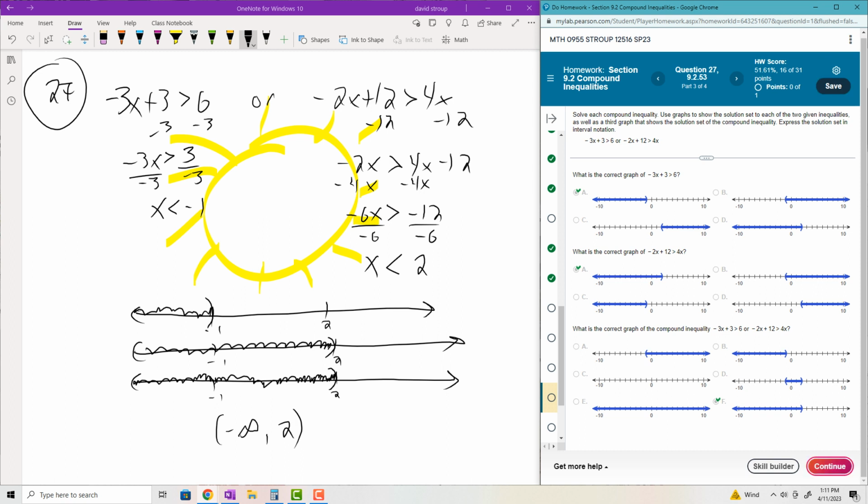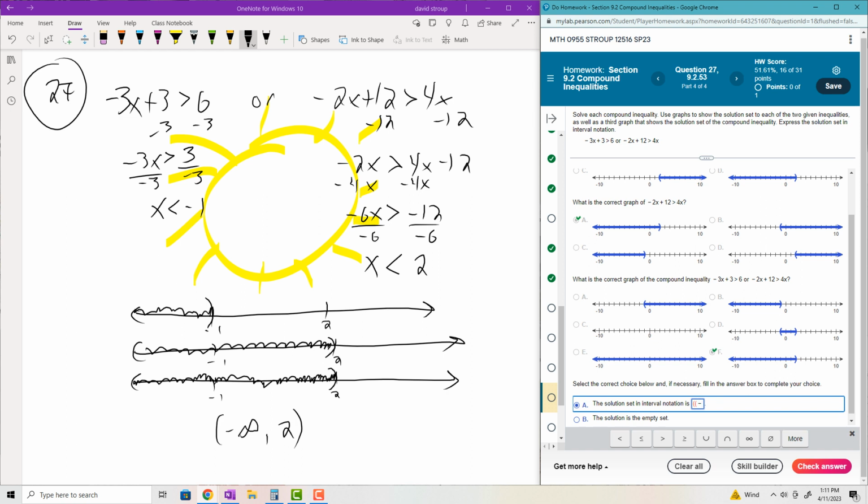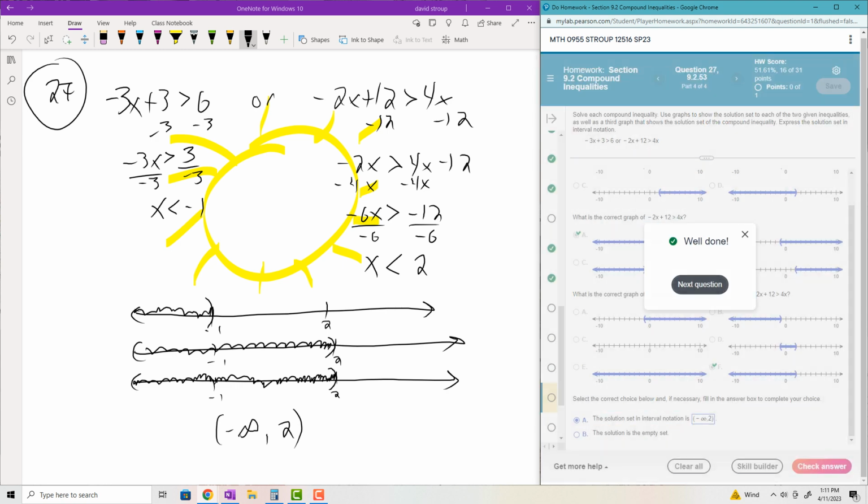And then they want it in interval notation. Negative inf to 2, parentheses. Check. Yay.